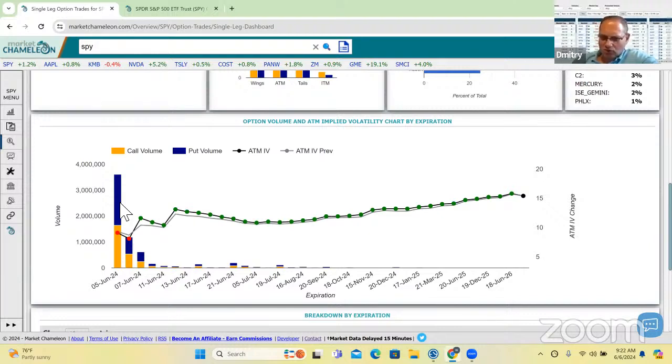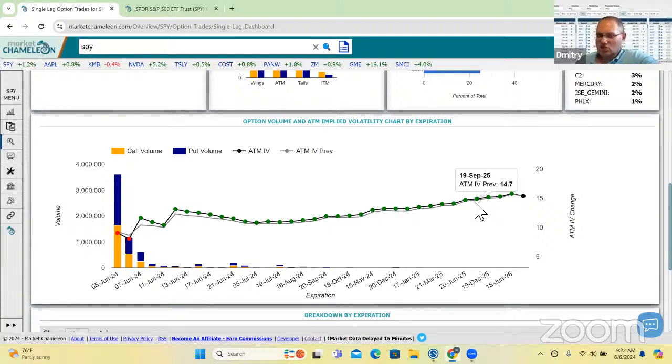And so here's what we see. This is the term structure, and there are two lines here. One is a dotted line, and one is just a gray line. The gray line represents the implied volatility the day before. The dotted line is the new line representing the most recent implied volatility.